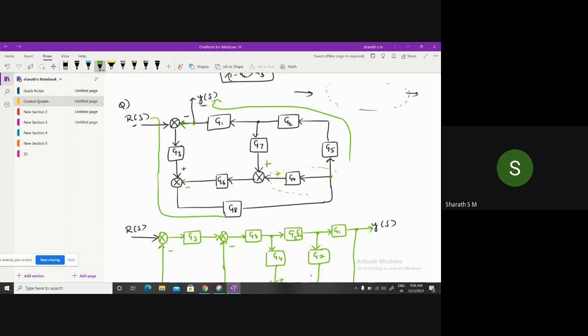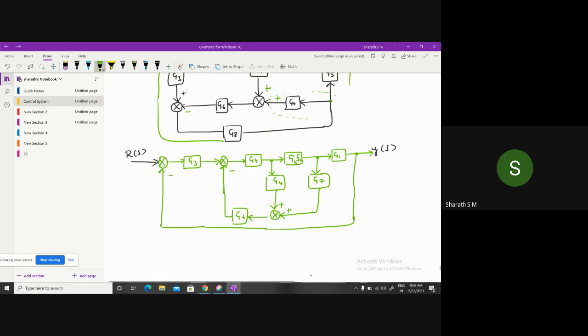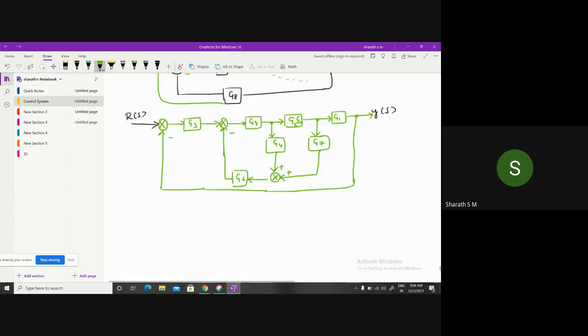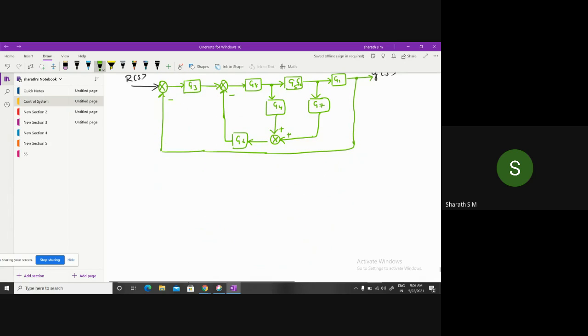Afterwards, in between G5 and G8, we have a G4. So write down G4 between G5 and G8. And between G1 and G2, we have a G7. Followed by a summation point and G6. Just write down that summation point and G6, and that will end up across the summation point here, that is across G3 and G8. At the last, from Y of S, it is going to end up across the summation point of R of S. That is the last feedback we have written here. So this is how we can write down the alteration of the given block diagram into our requirement.